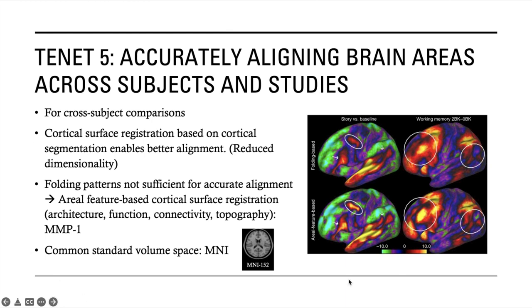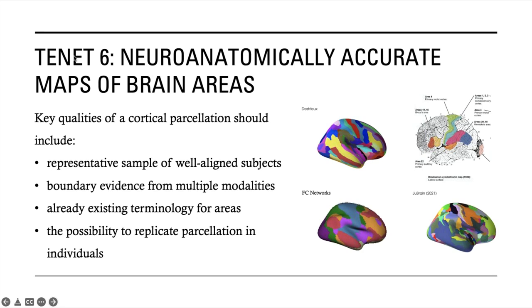Yeah, that is just another slide about registration. And this is then tenet 6, that we have the opportunity with this high quality data to create accurate maps of brain areas. So we want to have a representative sample of well-aligned subjects. We have boundary evidence from multiple modalities, because with the HCP dataset we acquired a lot of different data modalities, and we can use already existing terminology for those areas. So we have a common framework to communicate those results, and we want to have the possibility to replicate parcellations in individuals. So those are key qualities of cortical parcellations stated by the HCP.